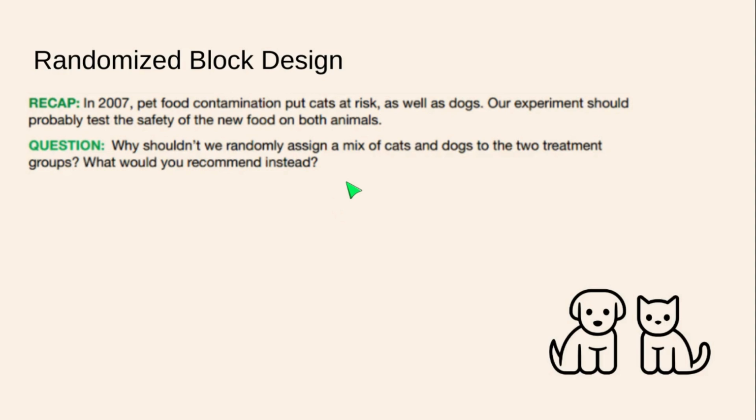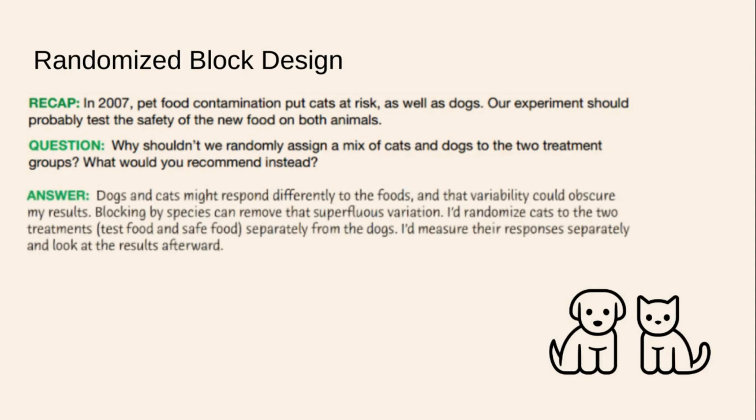All right, let's continue. Dogs and cats may respond differently to the food. They are literally different species, so they may have a different response. That variability could obscure my results. All right, we don't want needless variability. There is a completely sensible decision we can make.